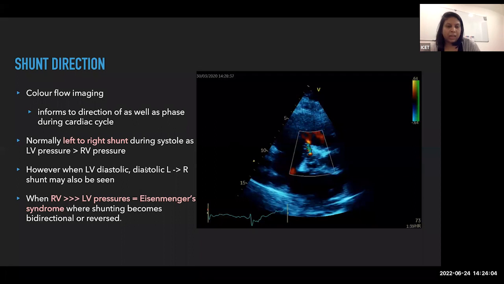If you start seeing it in someone who's got Eisenmenger's syndrome, where they've got pulmonary hypertension and now the right side pressures are much greater than the left side pressures, then this is when the shunt direction can become either bidirectional or reverse. So you'll see it going the other way.